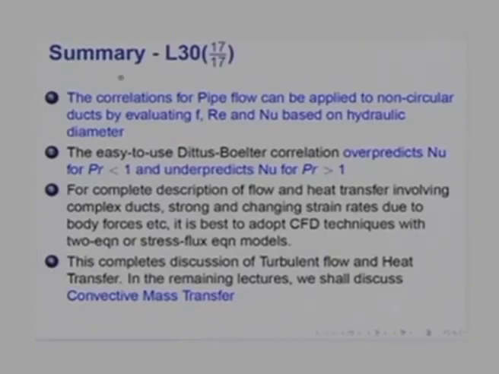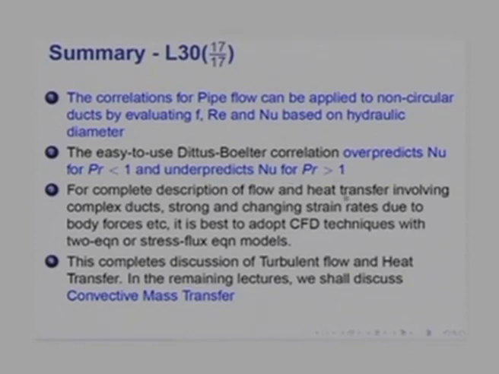So from these relative comparisons, we say that the correlations for pipe flow can be applied to, of course, non-circular ducts by evaluating f, Reynolds and Nusselt number based on hydraulic diameter. This you have routinely done in your undergraduate work. Of course, the theory to support this assumption requires solution of Reynolds stress equations, so that the secondary flows predicted in the cross section by the Reynolds stress model can actually explain why the hydraulic diameter concept works for non-circular ducts. The easy to use Dittus-Boelter correlation, although it is very easy to use, actually over predicts Nusselt number for Prandtl less than 1 and under predicts for Prandtl greater than 1.